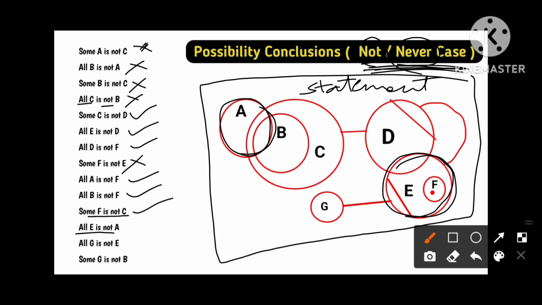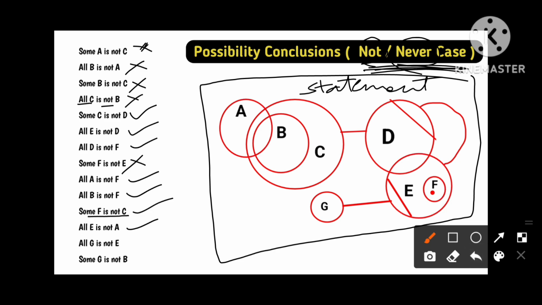Here, when taking all E, we see F also. F doesn't share with anything except E. So, all E doesn't share with A. So, it is clear that it doesn't share with A. The actual meaning of this one: all E doesn't share with A because of F. So, this conclusion is also true.